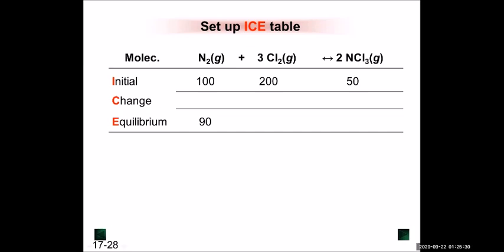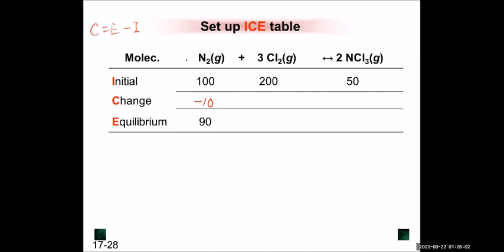So if you look to figure out a change, change is equilibrium, the end, minus initial. And so the change for the N2 is 90 minus 100. Change is negative 10. Okay, because change is end minus initial. And so we have 10 N2 molecules reacted.